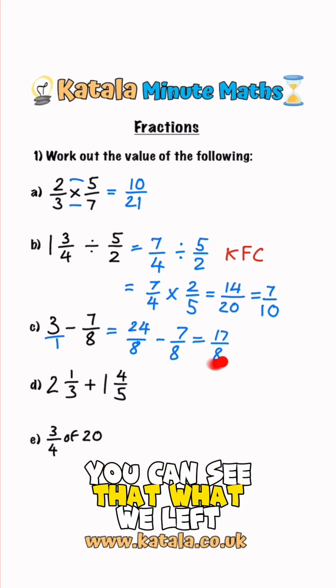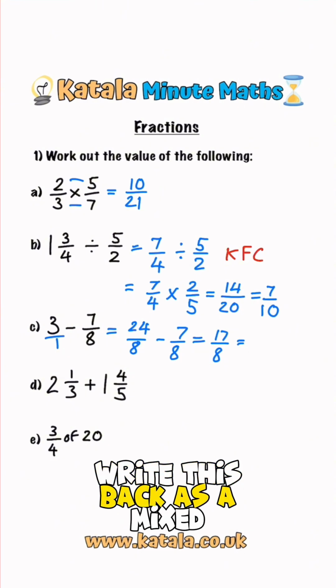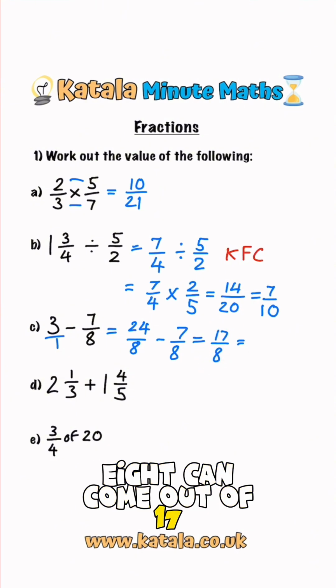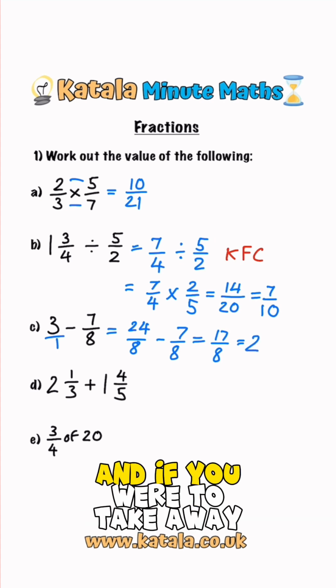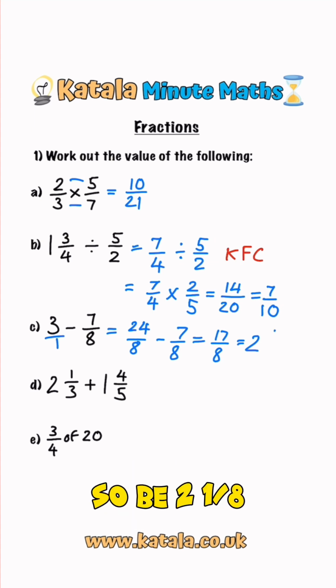Now you can see that what we're left with here is actually what we would call an improper fraction. Let's say we wanted to write this back as a mixed number. The way in which we do this is think about how many lots of 8 can come out of 17. Well, 2 lots of 8 is 16, so we can take out 2 lots of 8. And if we were to take away that 16 from the 17 there, that would leave us with 1. So it'd be 2 1/8.